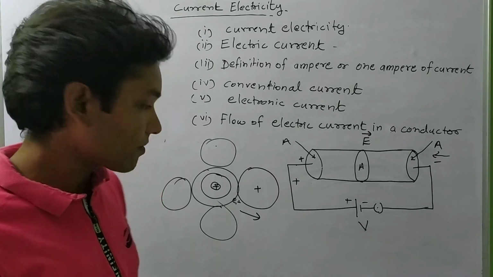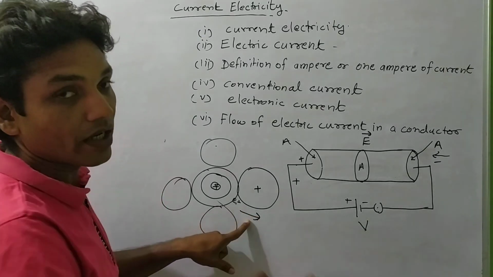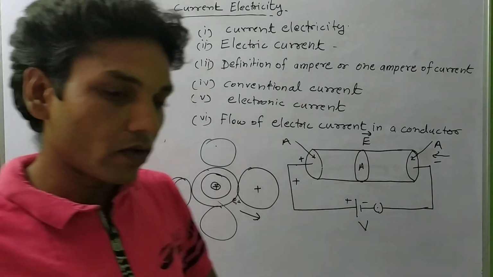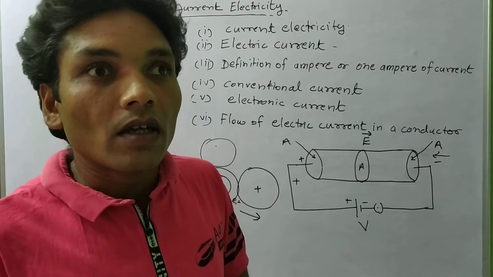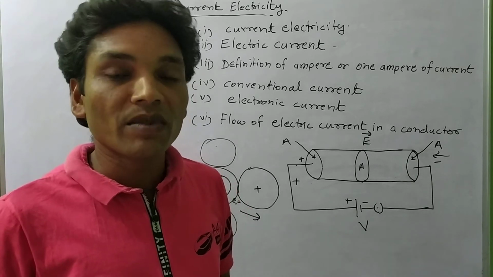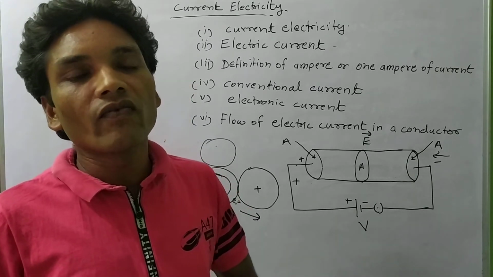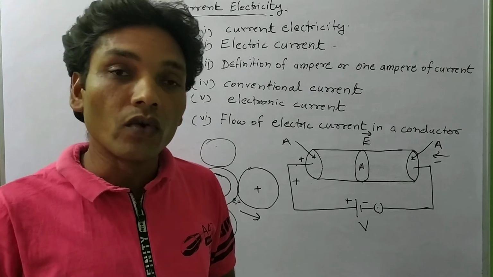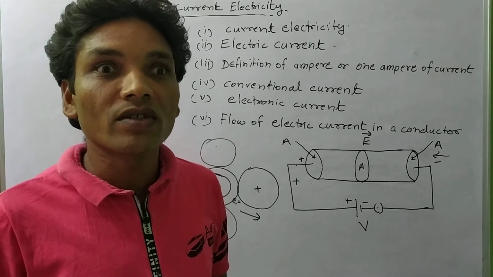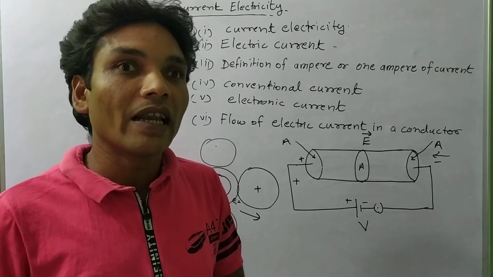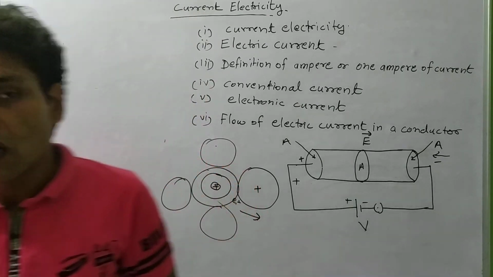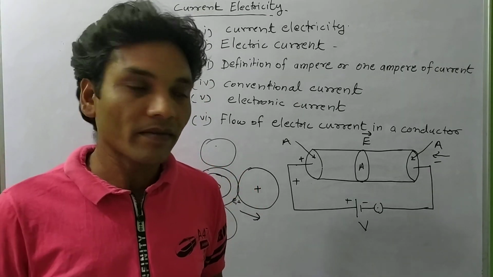So this electron can move freely. In the conductor, a large number of atoms are there, and free electrons may be a huge amount in the conductor. These free electrons are responsible for electric current, or conduction, in a matter or in a conductor. Okay, this is finished.